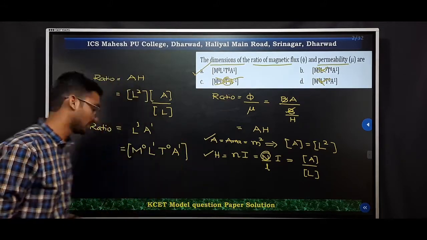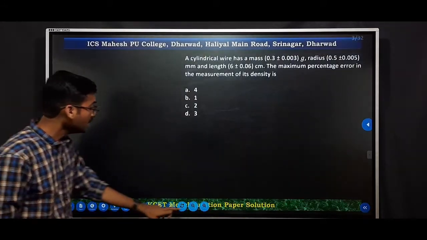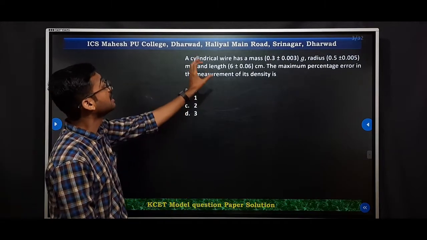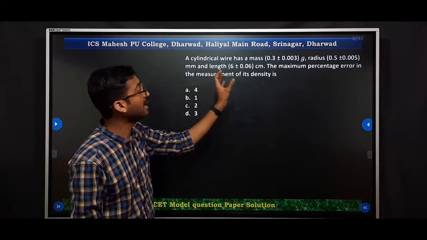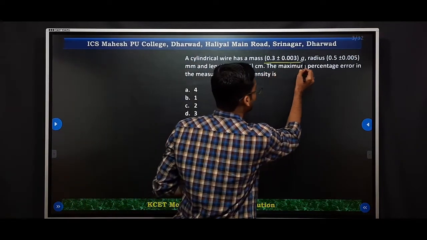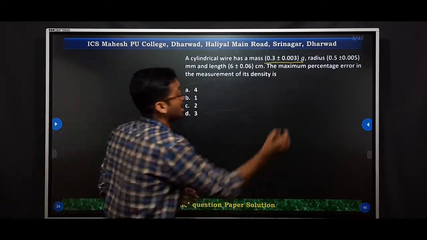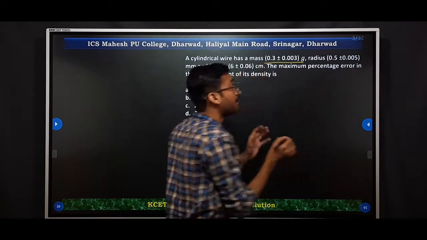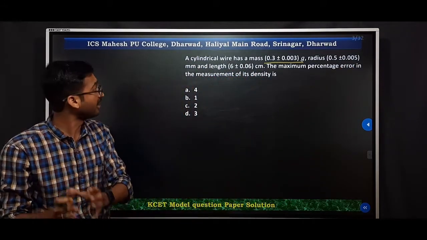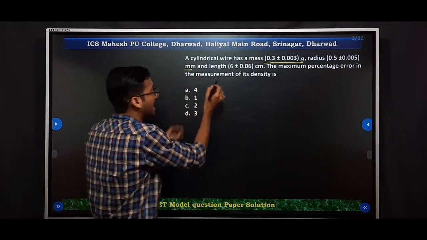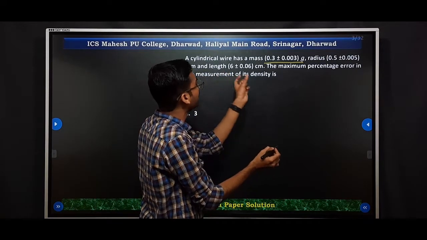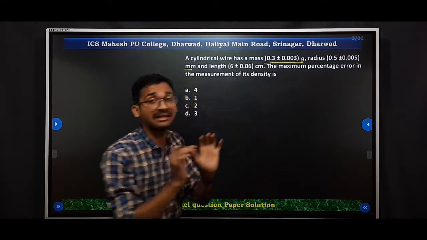Let us get into the next question. The next question we are having: the cylindrical wire has a mass of 0.3 plus or minus 0.003 gram, radius 0.5 plus or minus 0.005 millimeter and length of 6 plus or minus 0.06 centimeter.